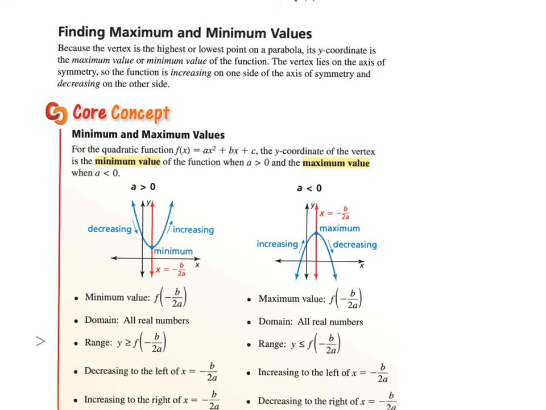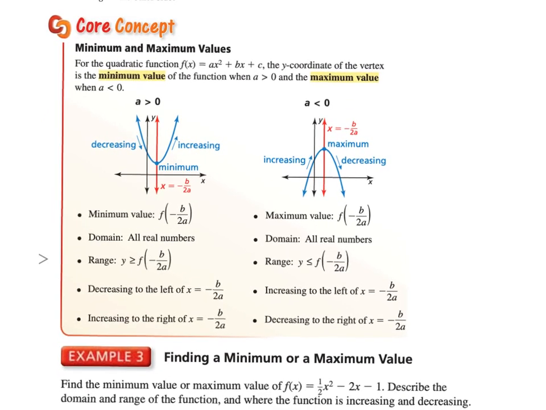All right, finding the maximum and minimum values. Because the vertex is the highest or lowest point on a parabola, its y-coordinate is the maximum value or minimum value of the function. The vertex lies on the axis of symmetry, so the function is increasing on one side of the axis of symmetry and decreasing on the other. So let's take a look. We're just learning how to talk about them.